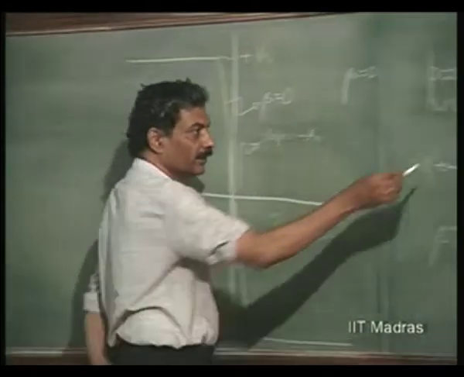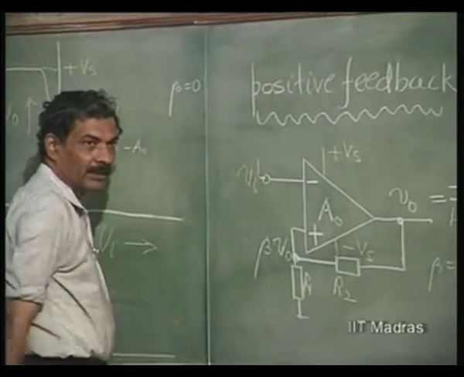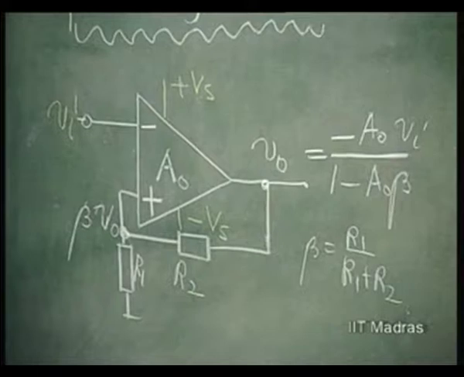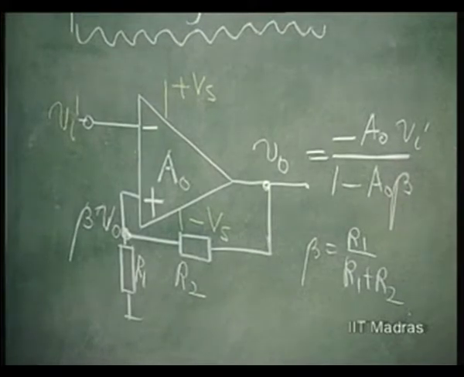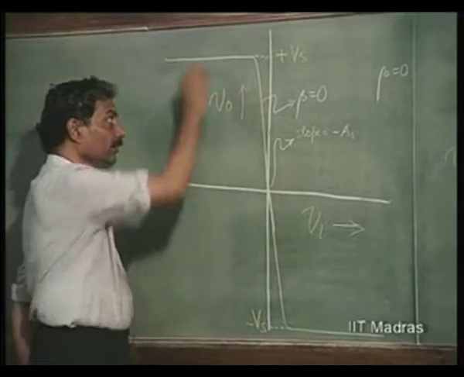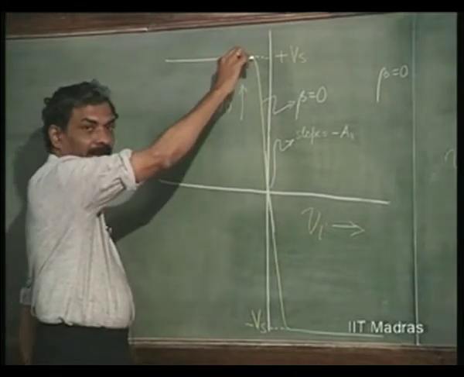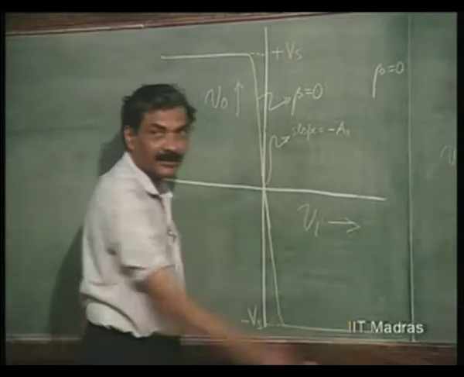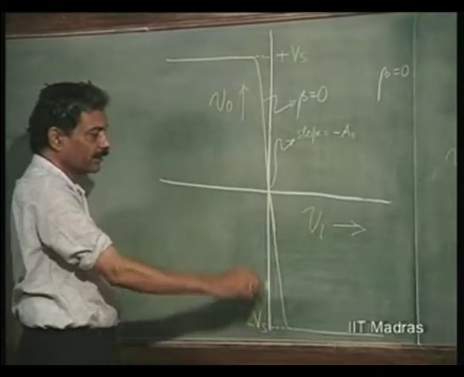We are using plus minus power supply here, so that the quiescent output voltage is 0. There is no offset. So, plus minus supply voltage is applied. Then the saturation points will be plus Vs and minus Vs. So, amplifier is saturated here, is in the active region here, is once again saturated here. So, this is the active region.